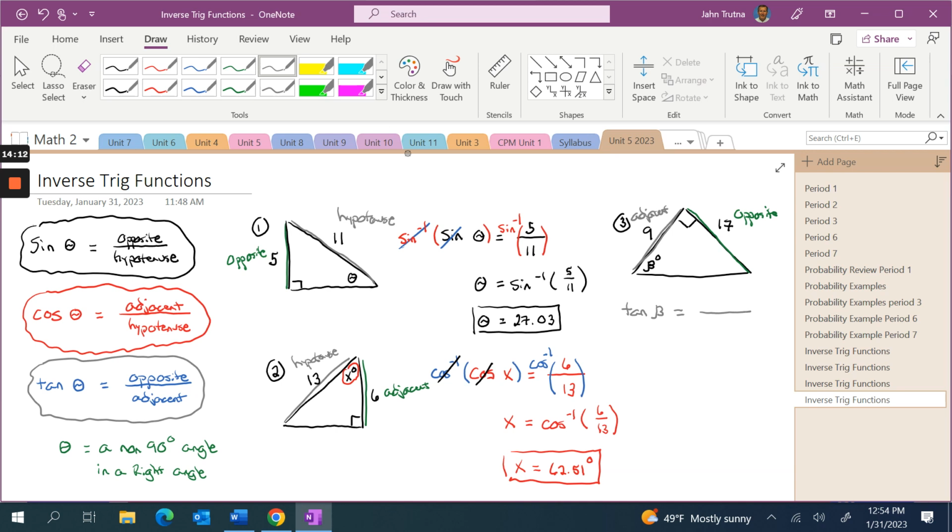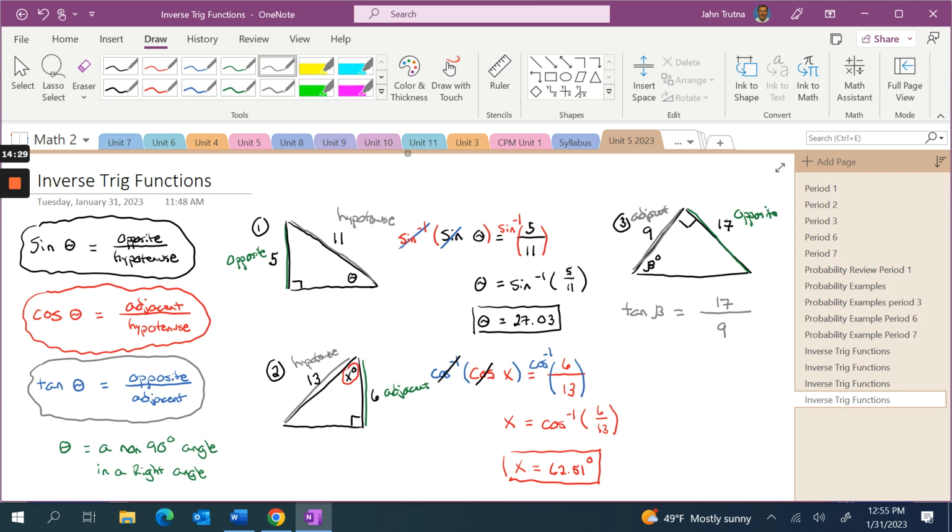So I'm going to have tan beta is equal to, and then according to the definition, I'm going to write a fraction or a ratio. I'm going to put the opposite side's value on the numerator, which is 17. I'm going to put the adjacent side's value on the denominator, which is 9. So my equation is going to be tan beta is equal to 17 over 9.